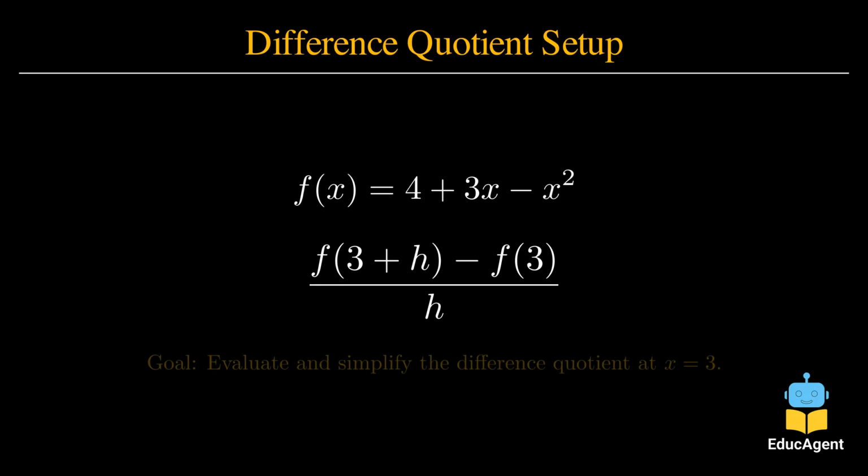Here's the problem we'll solve today. Given f of x equals 4 plus 3x minus x squared, evaluate and simplify the difference quotient, f of 3 plus h minus f of 3 all over h.